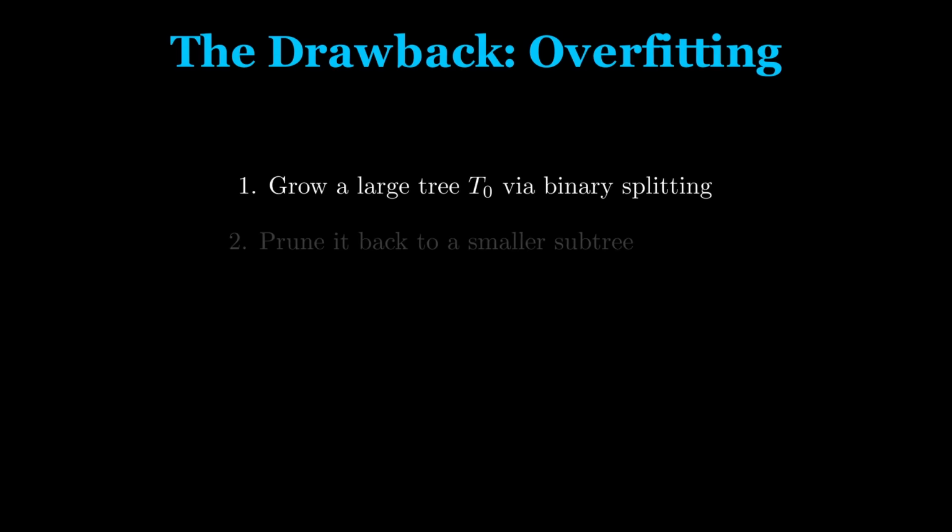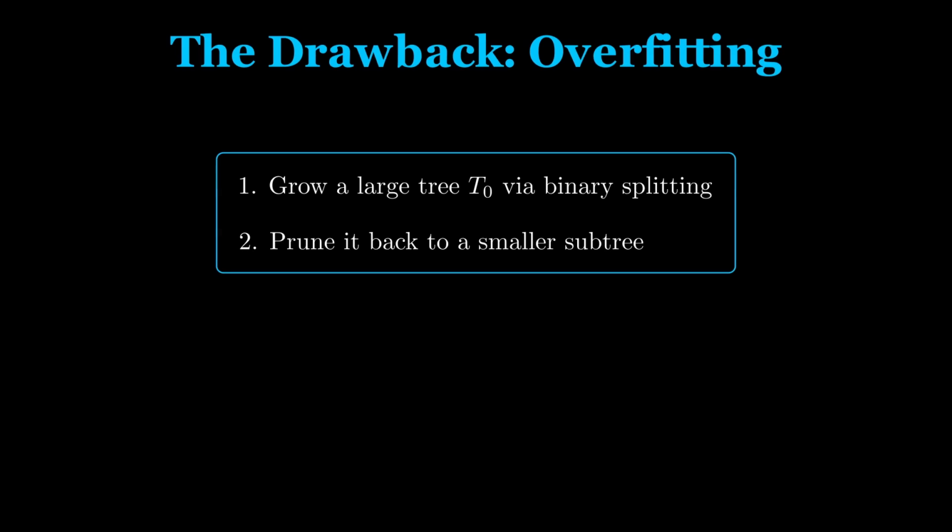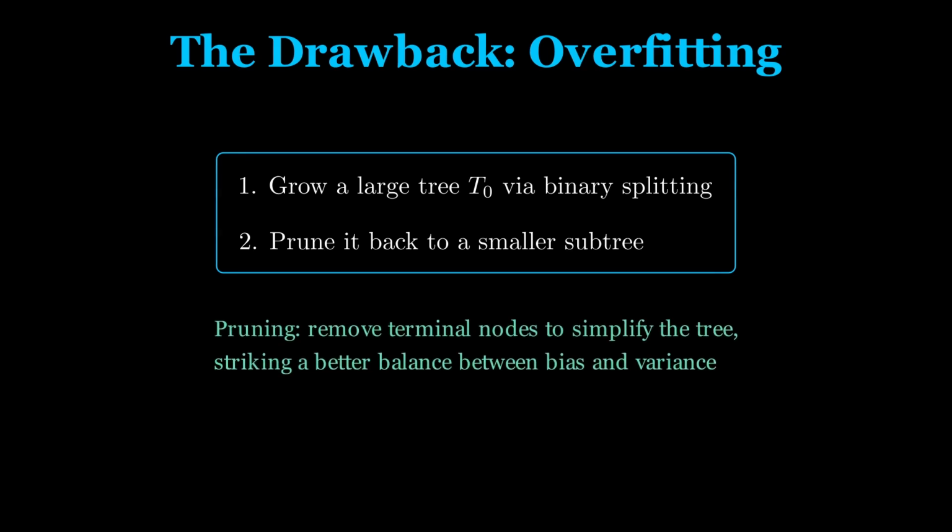To address overfitting, a more effective approach is to first grow a large tree T0, for example via binary splitting, and then prune it back to obtain a smaller, more manageable subtree. Pruning involves removing some of the terminal nodes or leaves of the tree. This simplifies the model and helps improve its generalizability. By eliminating the less important nodes, the pruned subtree strikes a better balance between bias and variance.